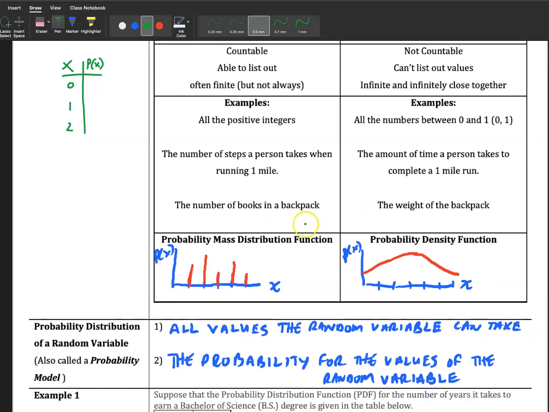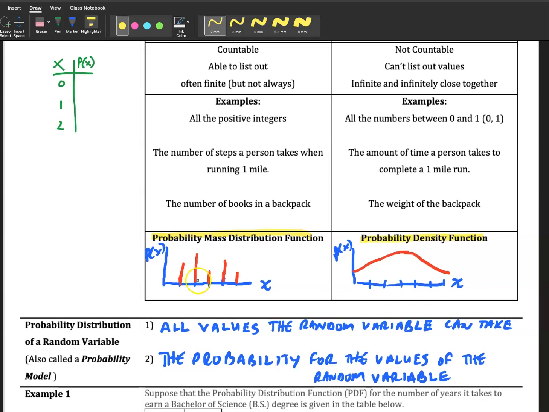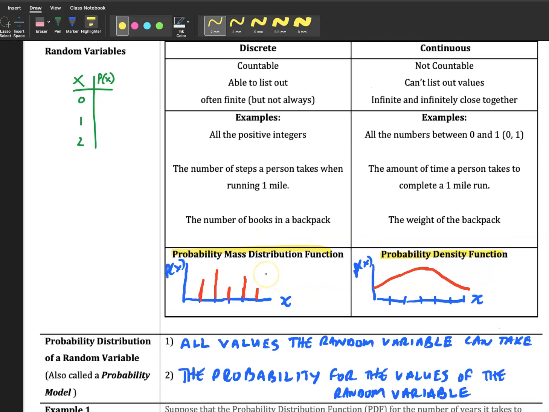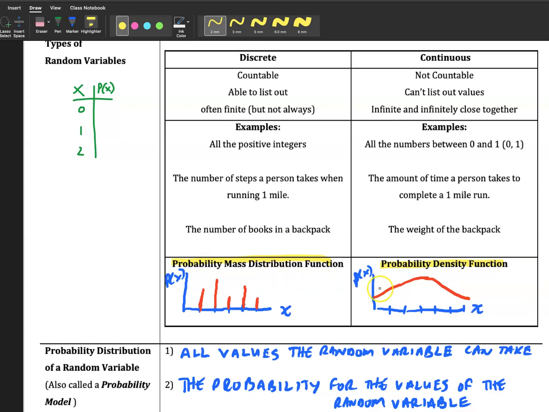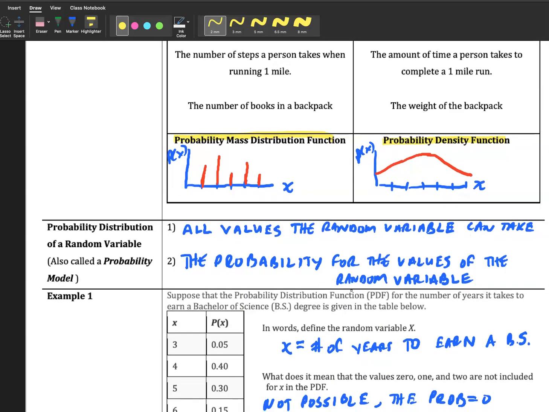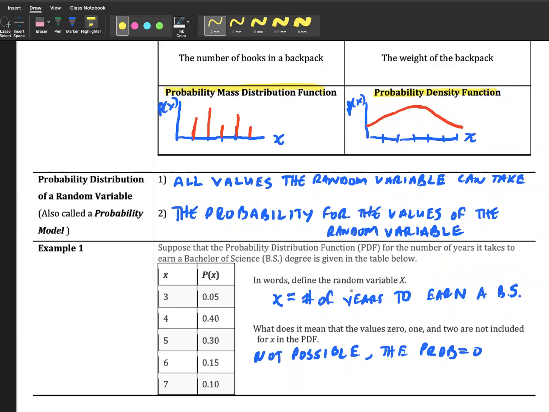What we're going to end up talking about in these sections are the probability mass function and the probability density function. They both show you the distribution of a random variable, the likelihood of that event occurring. One is done for a discrete random variable and the other for a continuous one, which we'll talk about as we continue on. Then we revisit the idea of the probability distribution of a random variable.